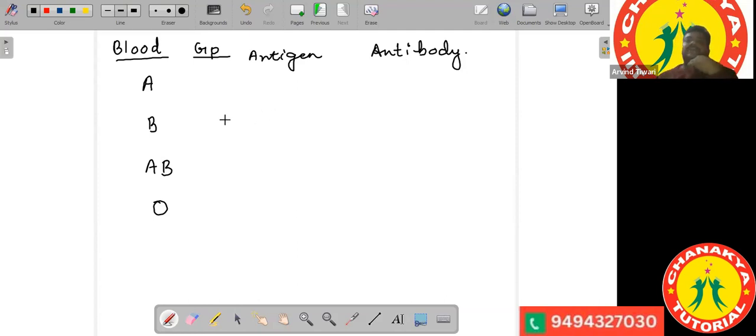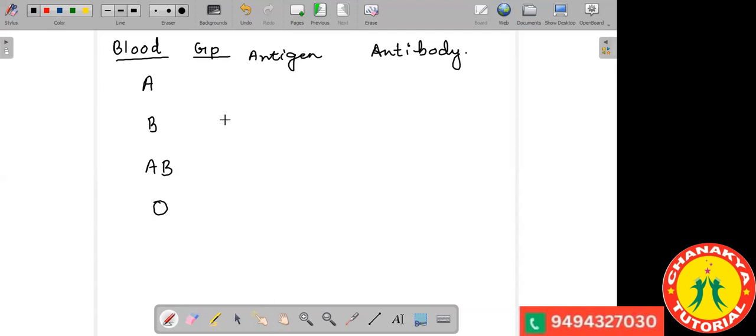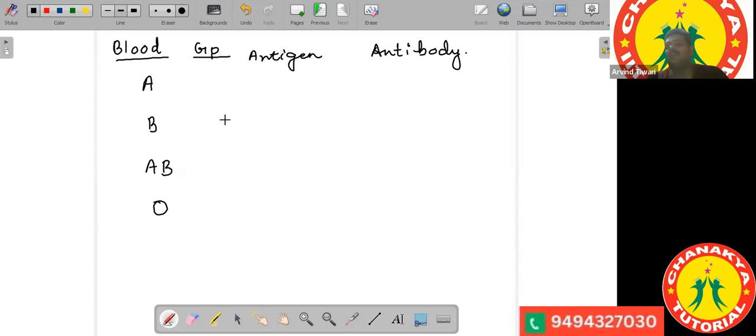So which antigen is contained in the blood group A? What is meant by antigen? See, antigen and antibodies are two different types of proteins. Antigen is a protein, antibody is also a type of protein. Antibodies are the proteins which help in fighting diseases. In a similar way, there are antigens also.